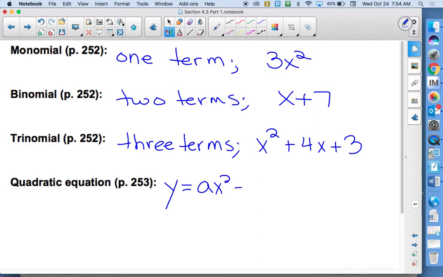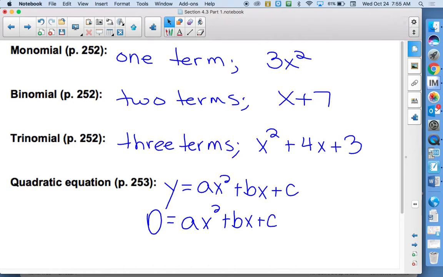Ax squared plus bx plus c. Sometimes you'll see it set equal to 0 so that we can actually solve for x. So if we're solving for x to make it a true equation, because an equation is something you solve for, then it would be set equal to 0. And that'll be our goal tomorrow, to solve for x.